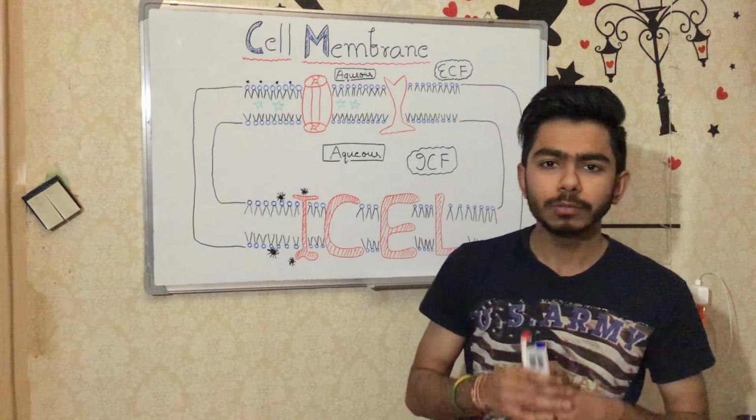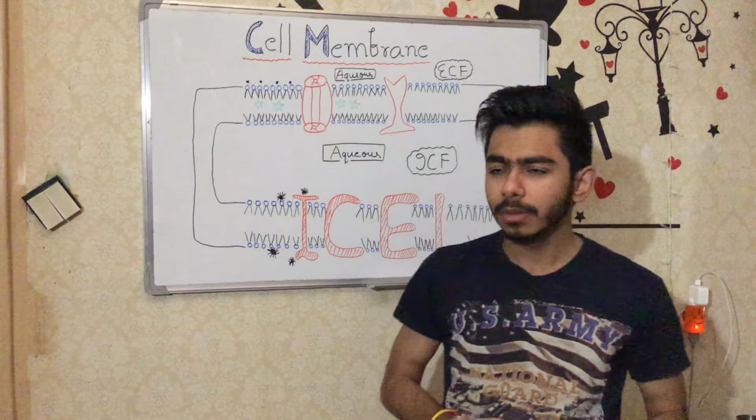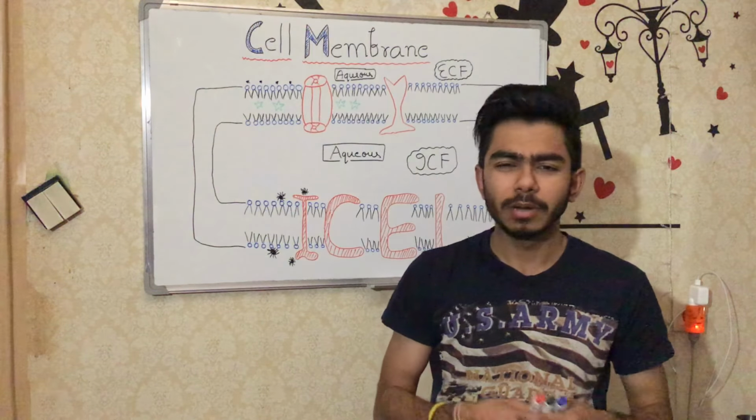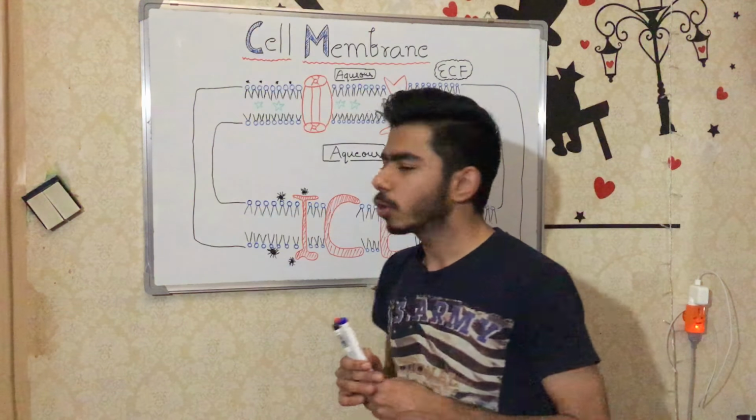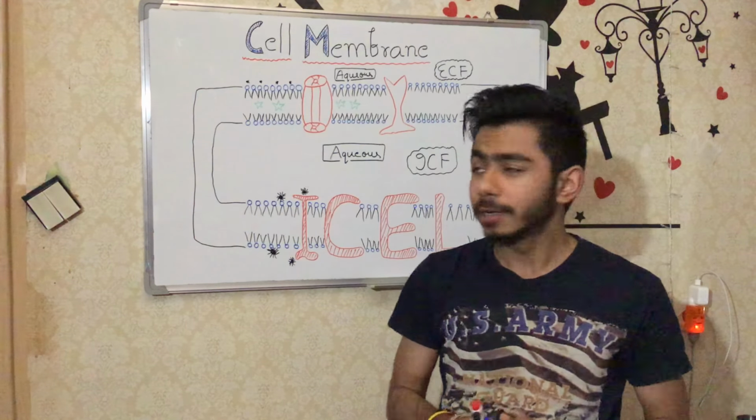Actually the cell membrane is also called the plasma membrane. It is the outermost layer of the cell, which consists of the cytoplasm, mitochondria and other organelles, as you know. But today I'm going to focus on the cell membrane.